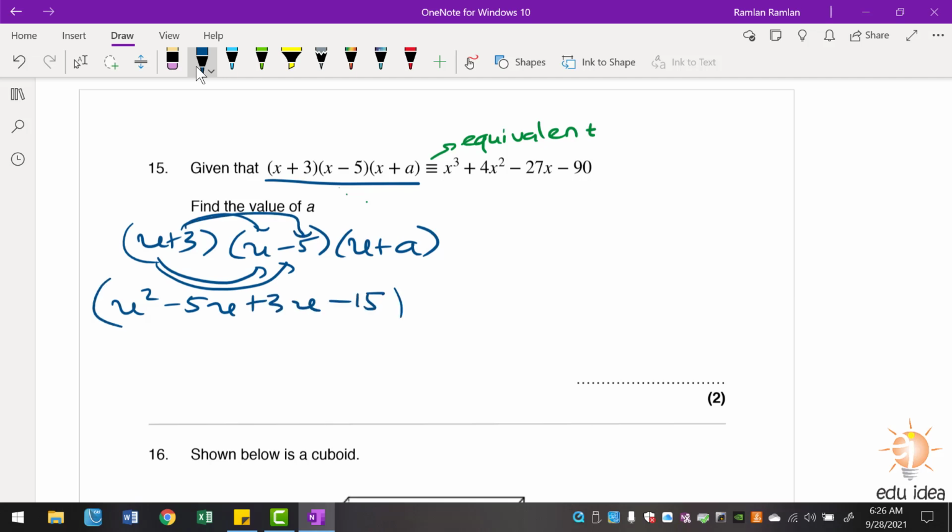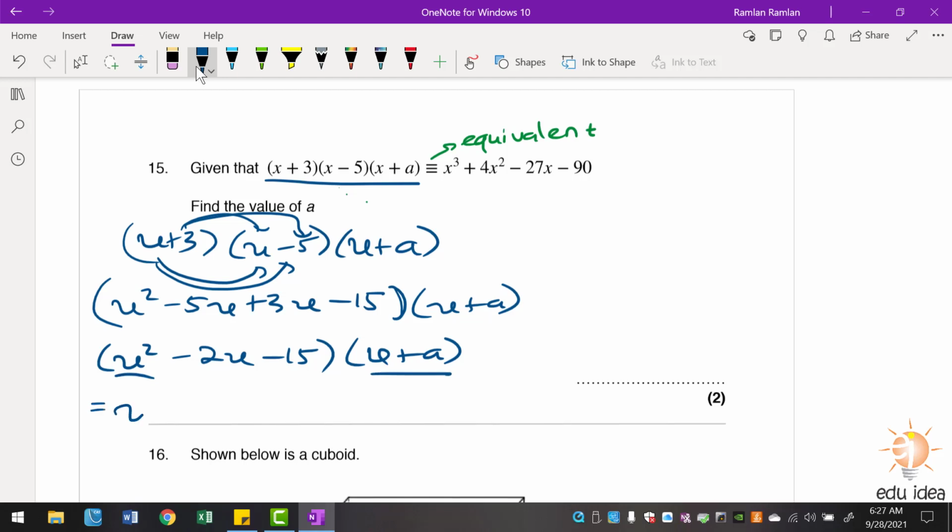Okay, so again, put the bracket on it, and then we do the same thing like before, because we can combine these two like terms. So we'll get x squared minus 5 plus 3 is minus 2x, okay, minus 15, and then x plus a. Okay, the next thing we do is again we multiply that. We do the same thing as before. We have x squared multiplied by all of them, right?